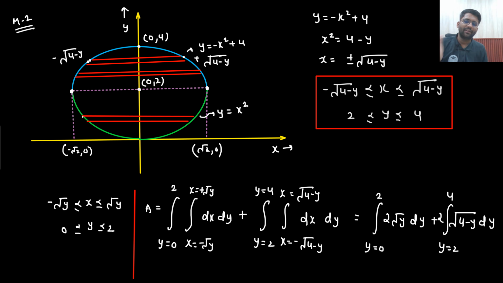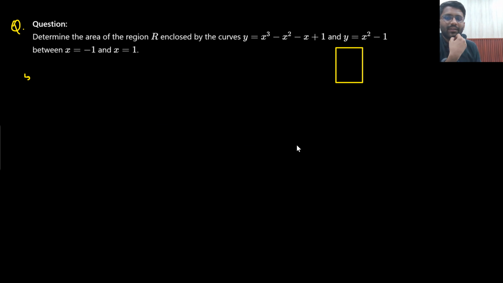Understandable? But using the horizontal strip, this is how I would have solved the problem. Understandable? Well and good. Let's go to the next one.